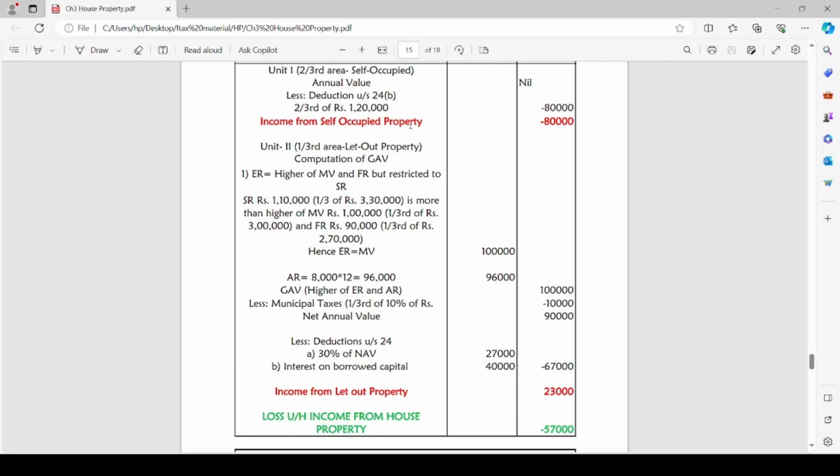The loss from self-occupied property is rupees 80,000. From the same house property, since it has been self-occupied partly and let out partly, we have a loss of rupees 80,000, which can be set off with the income from the house property from the let out portion, which is standing at rupees 23,000. Overall, by adding these two amounts, we get a loss under the head income from house property of rupees 57,000.